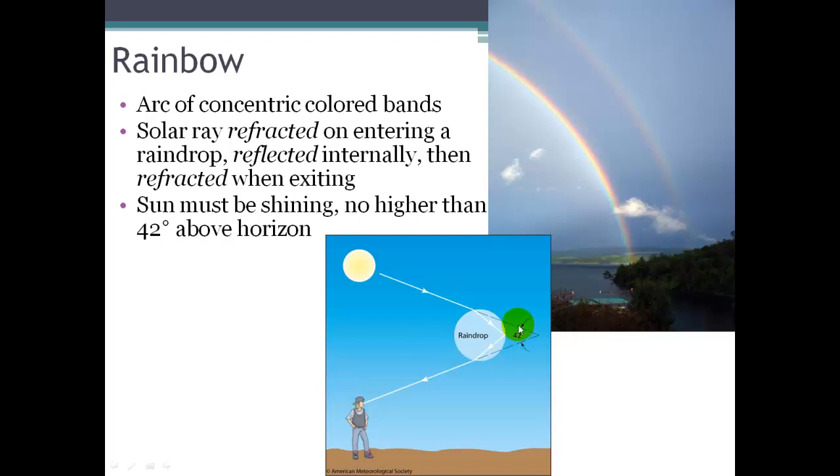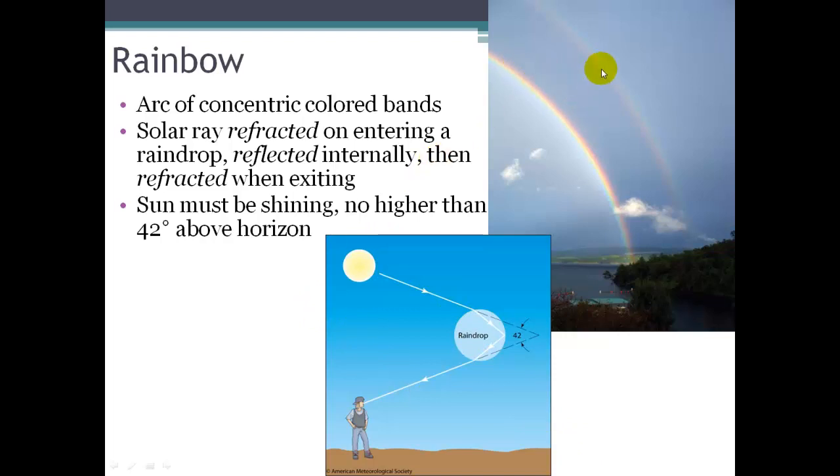So you see here the angle is 42 degrees, which means that the recipe for seeing a rainbow is, number one, there has to be raindrops in the sky. Number two, the sun has to be shining, so the sky cannot be completely clouded over. You have to have sunlight. And the sun has to be behind you, no higher than 42 degrees above the horizon. So if the sun were higher in the sky, then the rainbow would be down below the horizon. Our eyes would not see it.